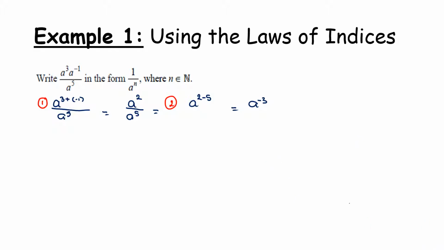So we now have a to the power of minus 3, and in this case we're going to use law 5. Law 5 states that if we have a to a negative power, we can do 1 over a, and the power then becomes positive. And we have worked it through. So we now have it in the form of 1 over a to the power of n, where n is a natural number, and in our case n is 3.